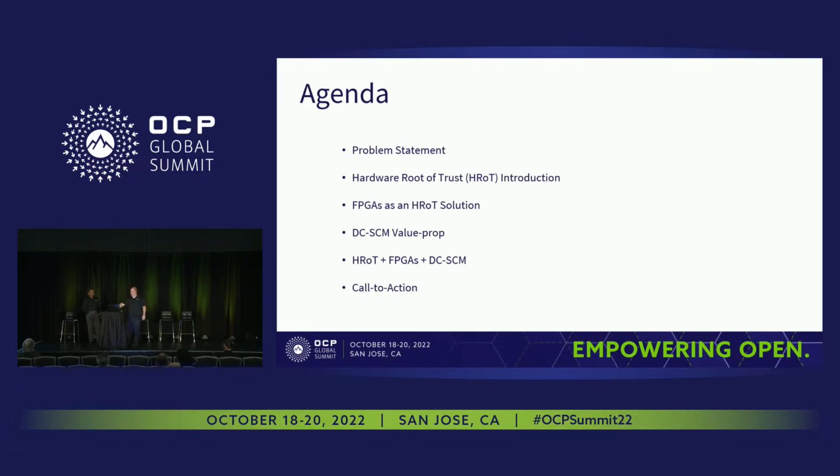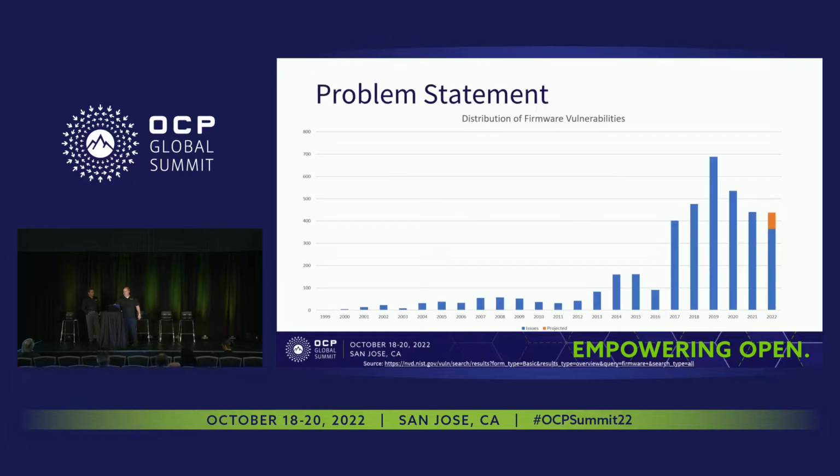One thing that I feel gets lost when we talk about hardware root of trust is the problem statement behind it. You can see here, this comes from NIST, the National Vulnerability Database. These are all of the cited firmware vulnerabilities since 1999 when they started collecting the data. You'll see it starts out really small, and there's a few firmware vulnerabilities. These can apply to BIOS, to BMC, to third-party add-on cards, to stuff coming from silicon vendors, all sorts of things.